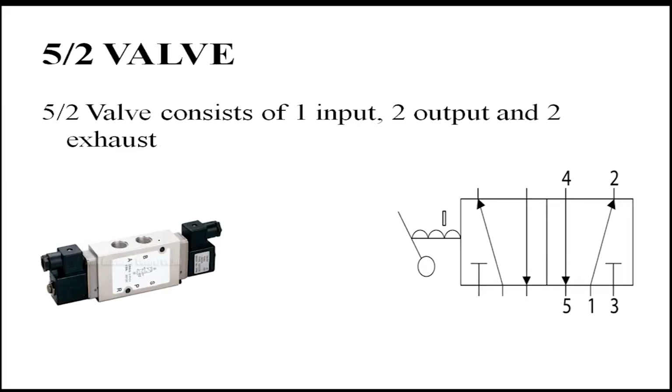And next, 5x2 valve. 5x2 valve consists of one input, two output and two exhaust. Here you can see one is as usual an input, 4 and 2 are output, and here 5 and 3 are considered as an exhaust. So this is called as 5x2 valve. Here you can see the picture. So these are all about the valves.